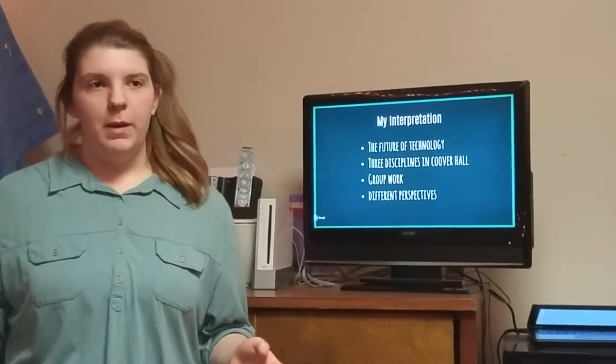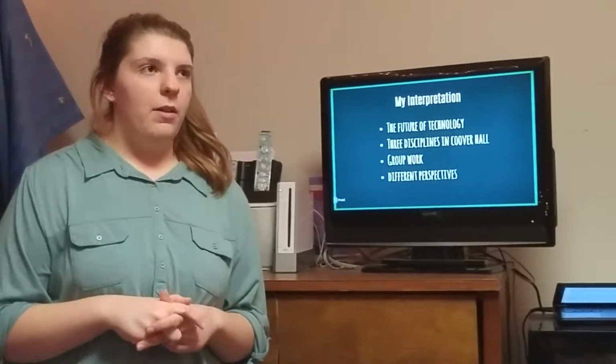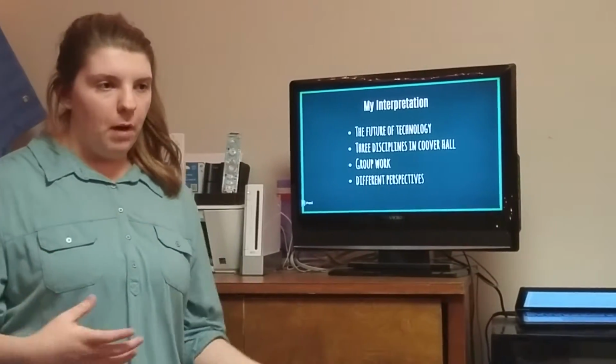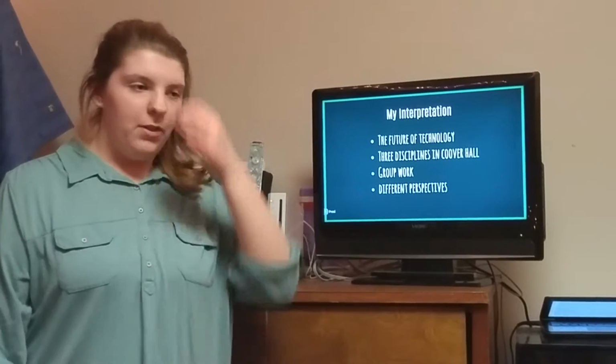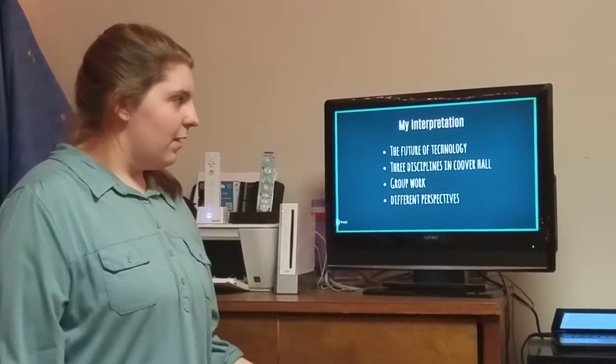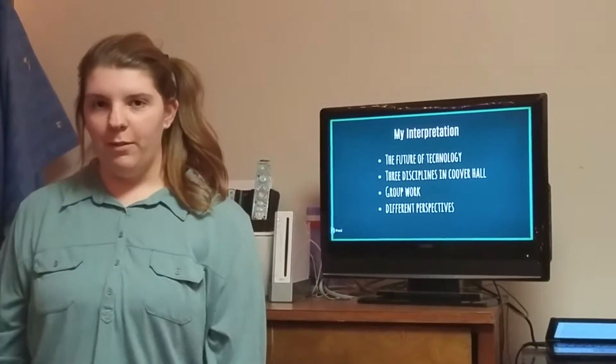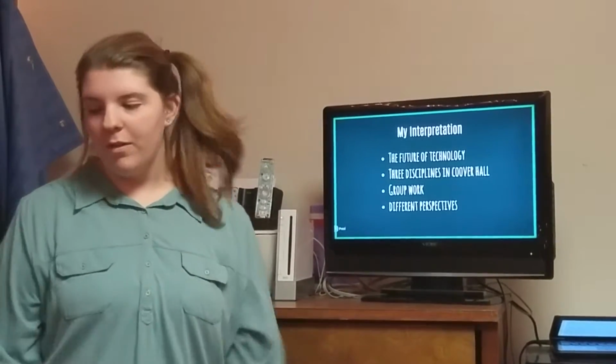When you have lots of different people coming together to make something, you have a lot of different perspectives, and when you look at the moth, you can see something different every time you look at it. So then group work, you have different people coming together to make something bigger than themselves.